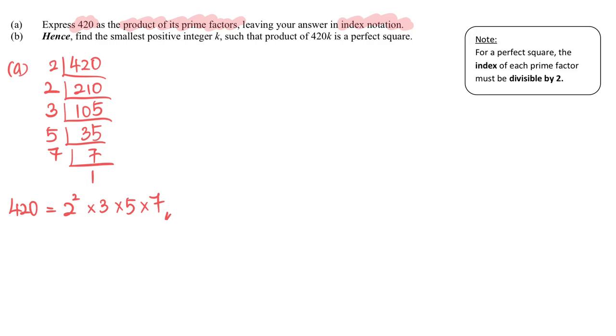Part B. They want us to find the smallest positive integer k, where 420k is a perfect square. Now, this is an important clue for us. For a perfect square, the index, another word for index is the power, must be able to be divided by 2 in order for it to be a perfect square.